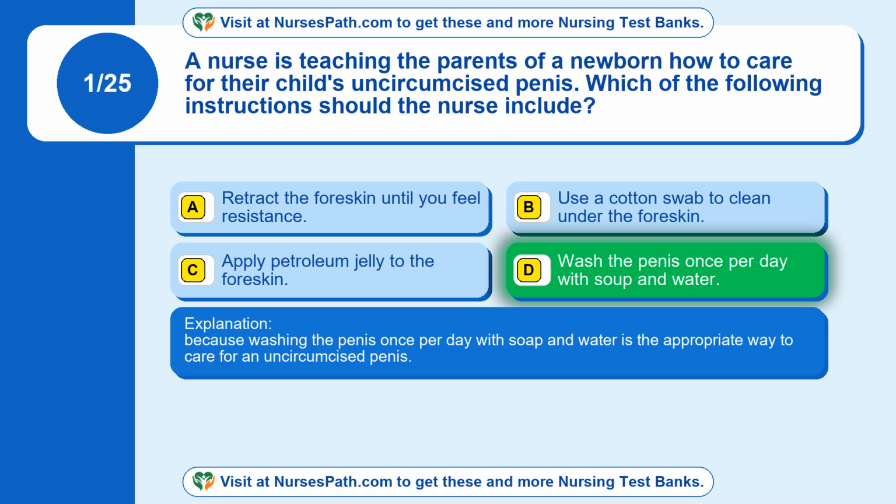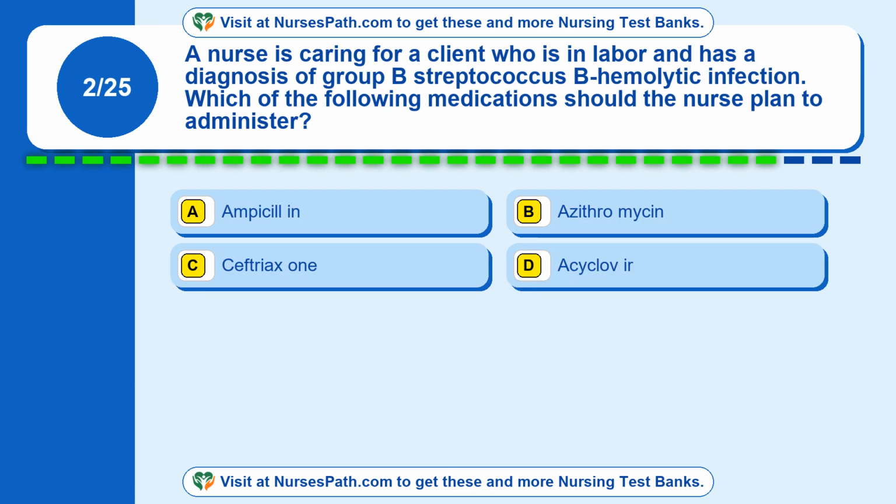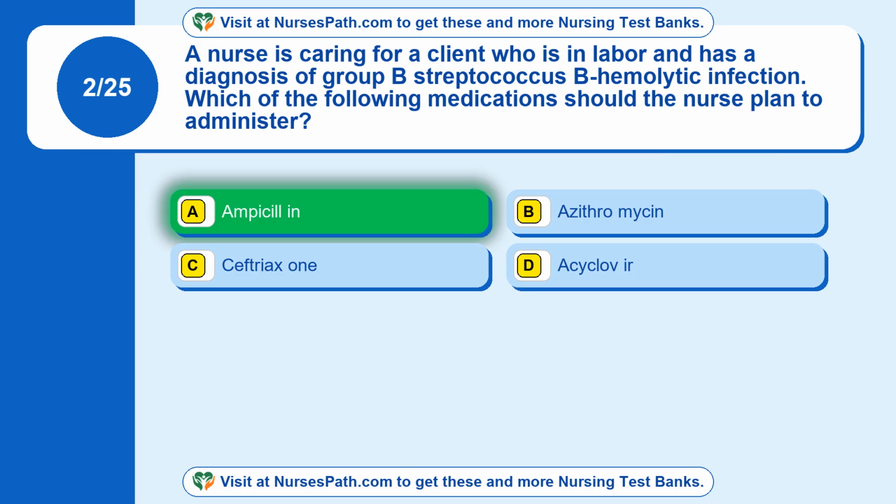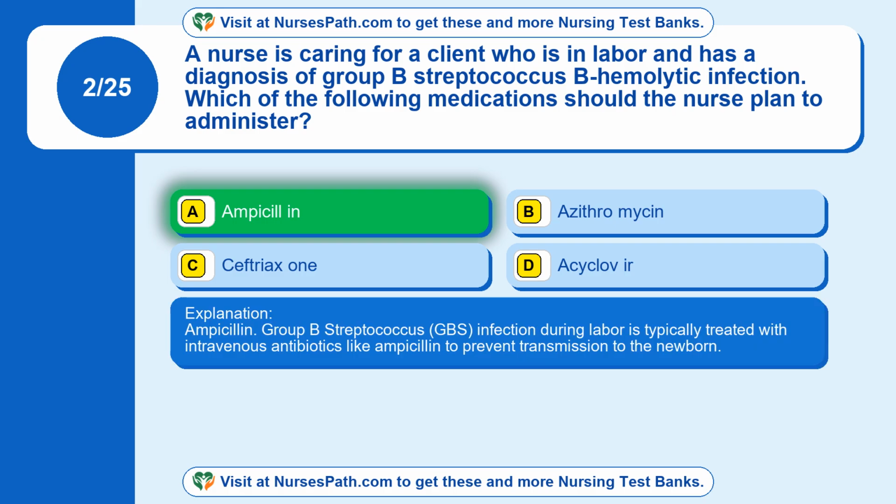penis. Question 2. A nurse is caring for a client who is in labor and has a diagnosis of Group B Streptococcus B hemolytic infection. Which of the following medications should the nurse plan to administer? Option A. Ampicillin. Option B. Azithromycin. Option C. Ceftriaxone. Option D. Acyclovir. The correct answer is option A. Ampicillin. Group B Streptococcus, GBS, infection during labor is typically treated with intravenous antibiotics like ampicillin to prevent transmission to the newborn.